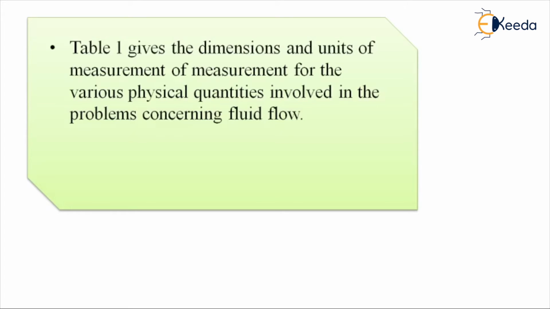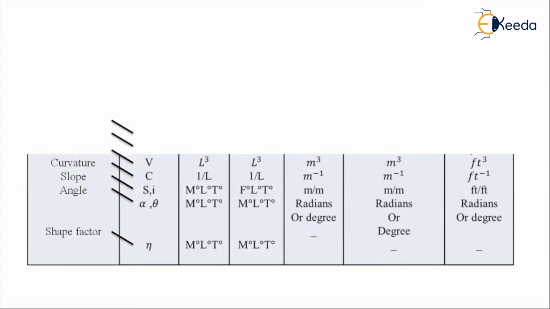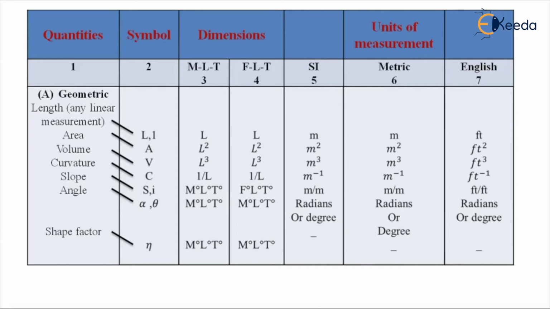There is a table. It gives the dimensions and units of measurement for the various physical quantities involved in the problems concerning fluid flow. In this table, we have four columns. First one is for quantities, symbols, dimensions. It has MLT or FLT. Then the SI unit of the quantities, then the unit of measurement, which is in both metric as well as English.